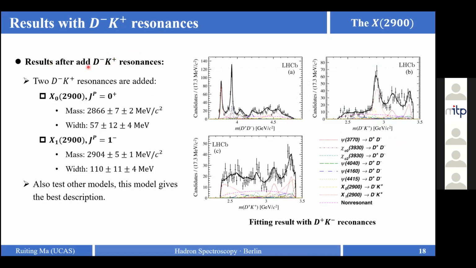So we then try to add D⁻K⁺ resonances to improve the description of its spectrum. We try to add either one or two excited resonances with different spin parity assumptions, and the result with 0⁺ and also 1⁻ D⁻K⁺ resonances could give the best fitting quality. The mass and width of the two resonances are listed here.